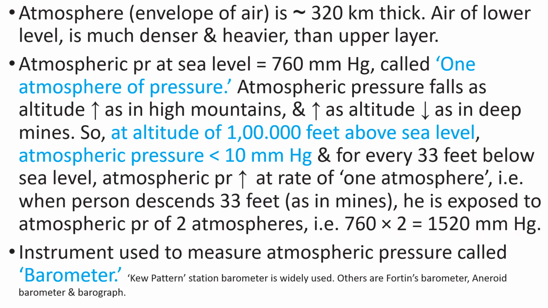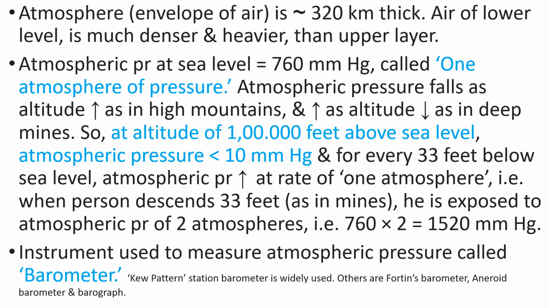Atmospheric pressure. The atmosphere is an envelope of air about 320 kilometers thick. Air of the lower level is much denser and heavier than air of the upper layer. Atmospheric pressure at sea level equals 760 millimeters of mercury, called 1 atmosphere of pressure. Atmospheric pressure falls as altitude increases, as in high mountains, and increases as altitude decreases, as in deep mines.